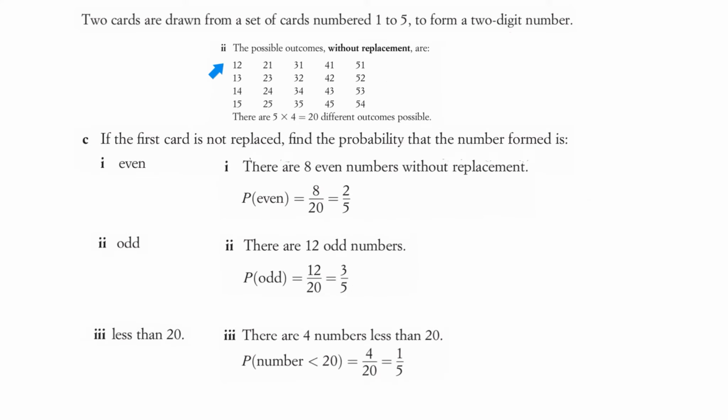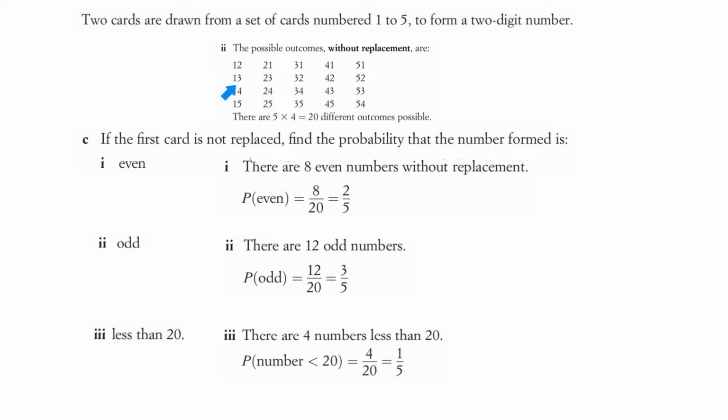Okay, part C, again, I've got this from our first part A, where we did without replacement, because question C is to do with not replaced, without replacement. So C, if the first card is not replaced, find the probability that the number formed is even. Well, we just go through the total outcomes, and we just look for all the even ones. Now, they're kind of mixed up here a little bit. We've got 1, 2, 3, 4, 5, 6, 7, and 8. There, that one. Great. Anyway, there's 8 of them there. So I've got 8. The total number of outcomes is 20, so 8 on 20 is 2 on 5.